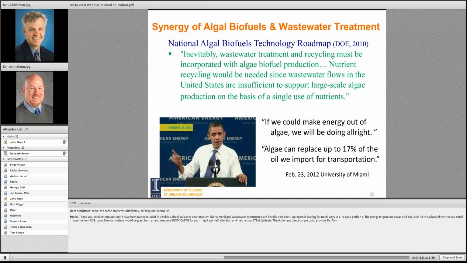Even though there's a lot of nutrients in our wastewater, there's not enough to produce the amount of algae that we want to make if we're only doing it on the basis of single-use nutrients. And then there are a couple of quotes down there from President Obama in a speech last year talking about algal bioenergy. I'm not sure exactly where the 17% came from, but I'll try and make the case here today that we can do a lot better than 17% of our oil based on the system that we've proposed.